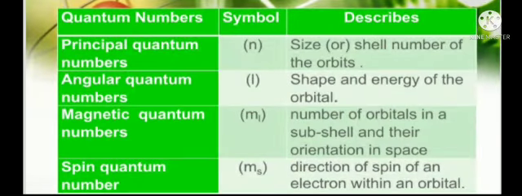Now, let me conclude the topic quantum numbers. This tabular column contains quantum numbers, symbol, and what it describes. First one, principal quantum number. It is given by the symbol n. The principal quantum number describes the size or shell number of the orbits. Next one, angular quantum number or otherwise azimuthal quantum number. It is given by the symbol L. The azimuthal quantum number describes the shape and energy of the orbitals.